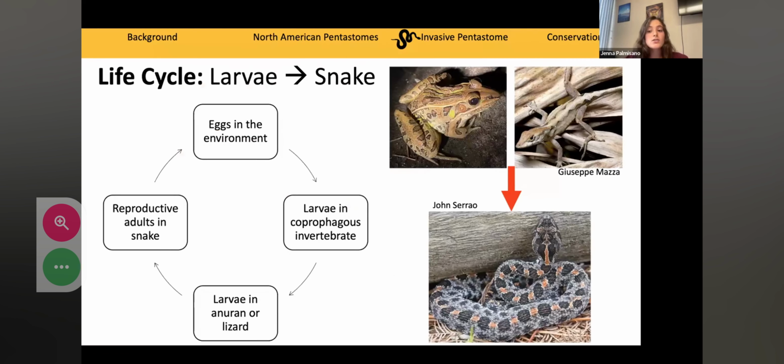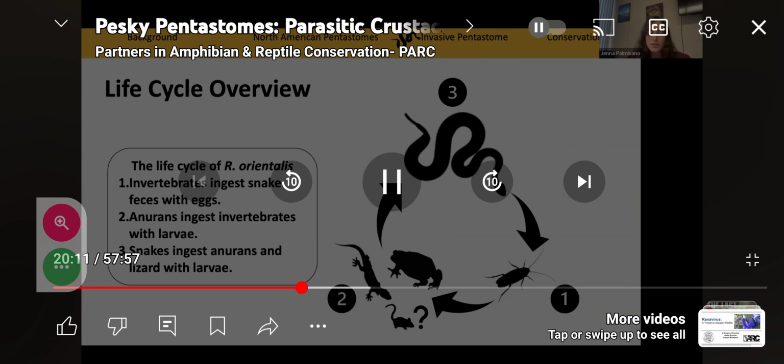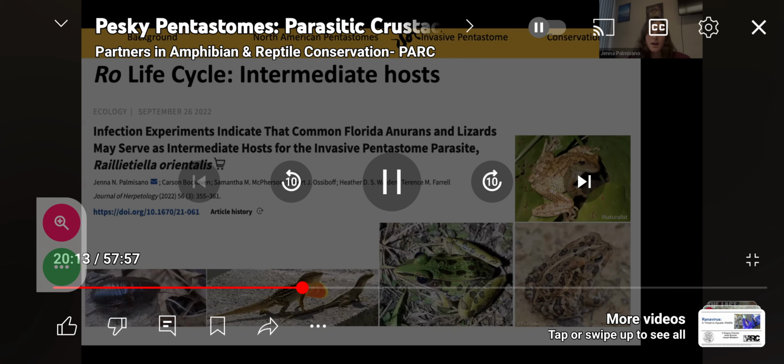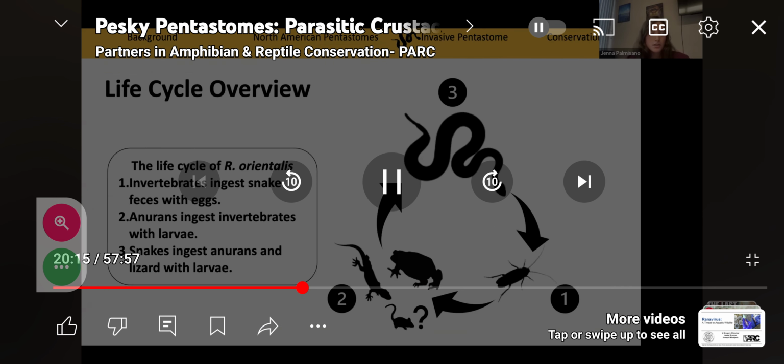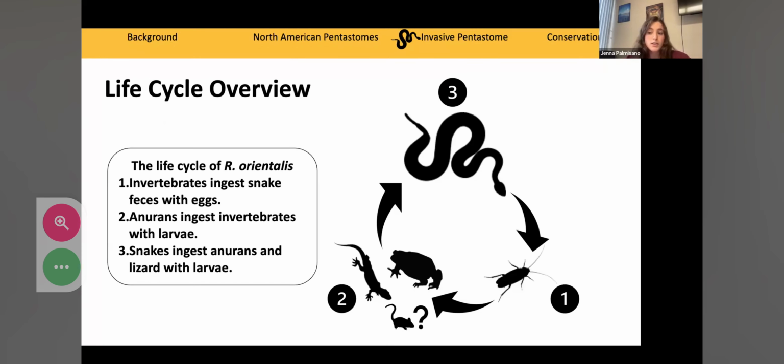So when snakes ingest an infected lizard or frog, the lungworm larvae bore through the gut and migrate to the lungs, where they encyst. Experimental infection studies have demonstrated that anurans and lizards are prominent intermediate hosts, and this corresponds with the diets of the snakes that are most often infected.